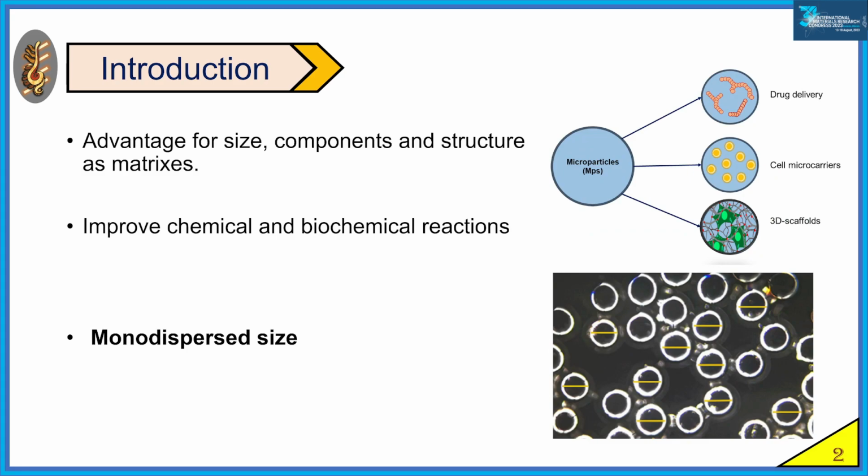Now, their application derives from two aspects: taking advantage of their size, component, and structure as matrix for material science. On the other hand, they are also looking to improve chemical and biochemical reactions on a micrometric scale for lab-on-a-chip applications. Most applications are looking for monodisperse size. Monodisperse size in microparticles is desired for greater control in release or encapsulation, as well as simplicity in subsequent calculation.